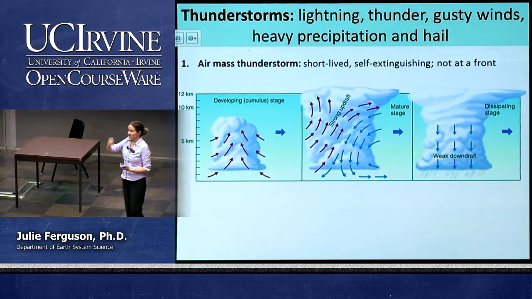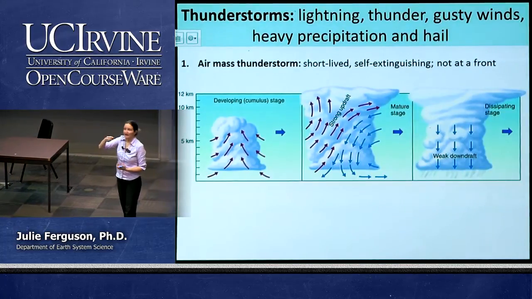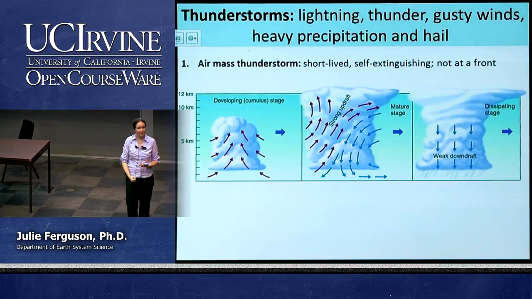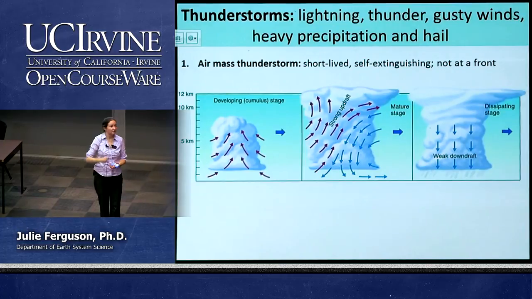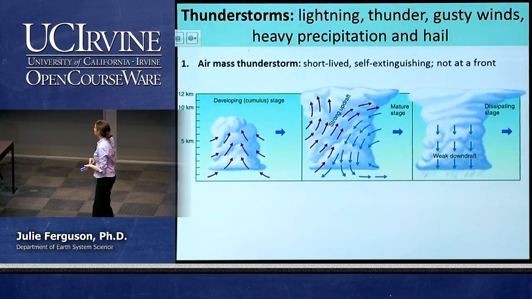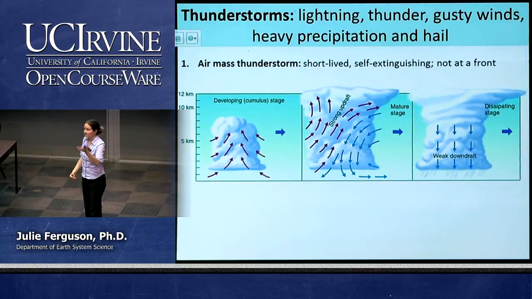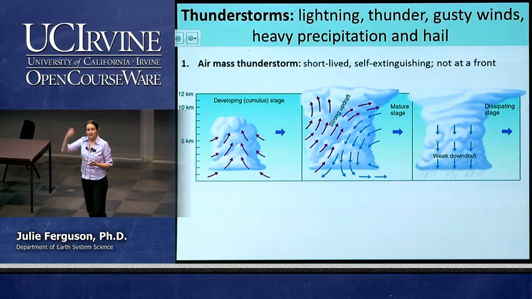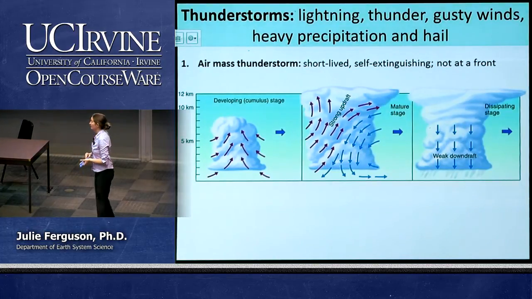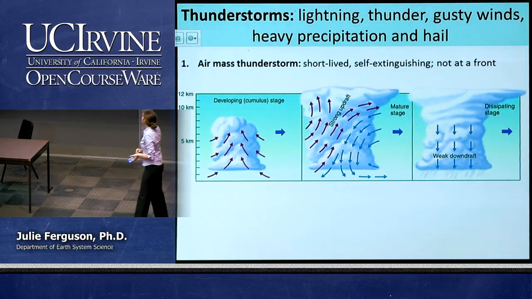That falling of precipitation cools that air and brings it down with it. So we get this downdraft associated with precipitation. So that's our mature stage. We have both these strong updrafts still, as well as this downdraft due to precipitation occurring within the cloud.